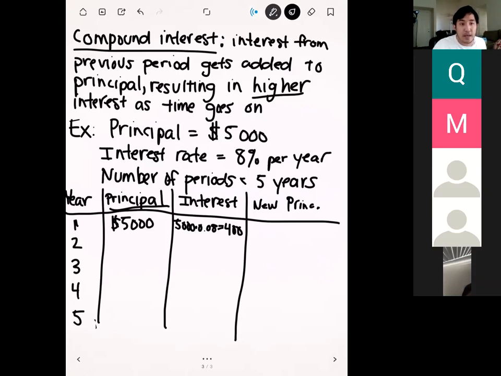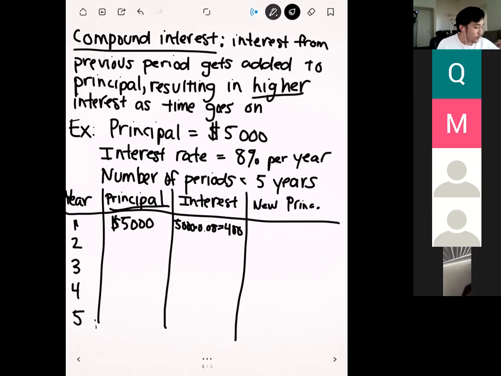And then because this is a compound interest problem, at the end of each year, what we need to compute is the new principal. Okay. And so if we go back to our definition of compound interest, we see that in order to compute the new principal, what we need to do is take the old principal from that year and then add the interest to it. And that will become our new principal.